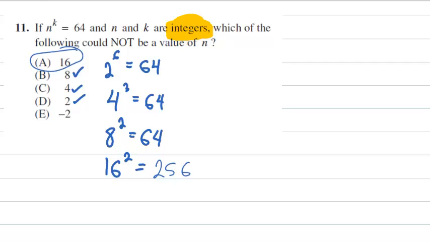But if we wanted to entertain the idea of negative 2, well, negative 2 to the 6th power would be negative 2 times itself 6 times. The answer would be positive, and it would be 64. So that one actually works as well. So then the correct answer is A.